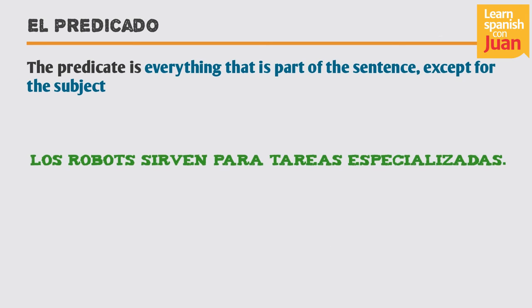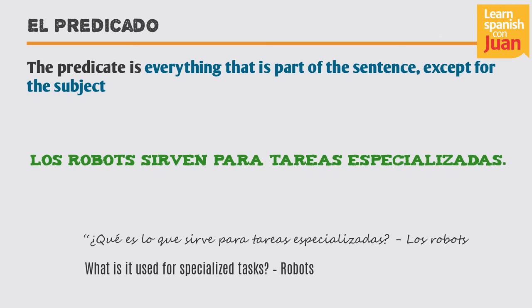Los robots sirven para tareas especializadas. In the second sentence, ¿qué es lo que sirve para tareas especializadas? Los robots. As you can infer, los robots is the subject and the rest is the predicate.